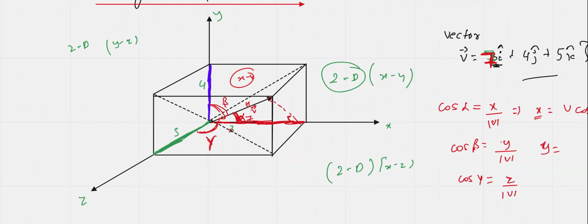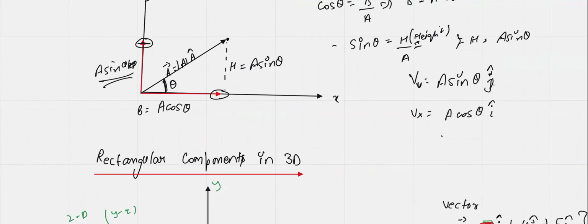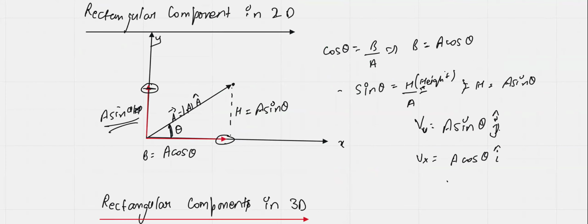y is equal to v cos gamma, beta basically. And z is equal to v cos of maybe gamma. Look, here you see I am taking all the resolutions in x, cos and cos and cos. Here also you can get the cos and cos. How? If you say this is theta, you can say this is phi.